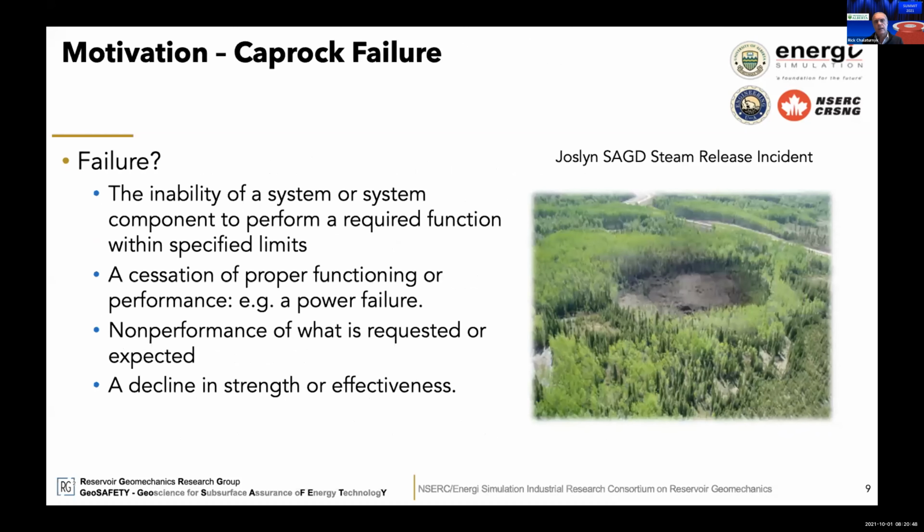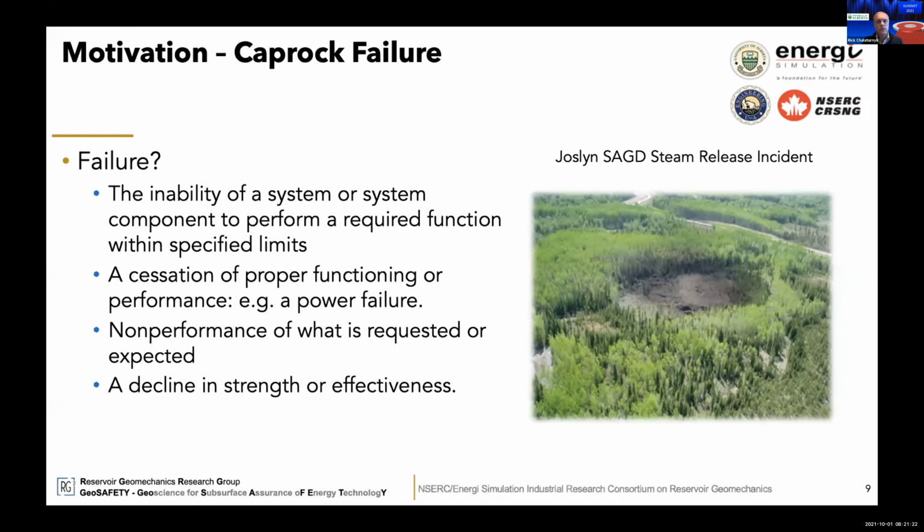So, the motivation for this really was, how do you define failure for caprock integrity? So again, inability of a system. If you look over at Joslyn, the very famous event in 2006 changed the way that we look at caprock integrity for thermal recovery. That was really not the failure of one little tiny element somewhere, but the failure of a system, a caprock system, to contain steam.